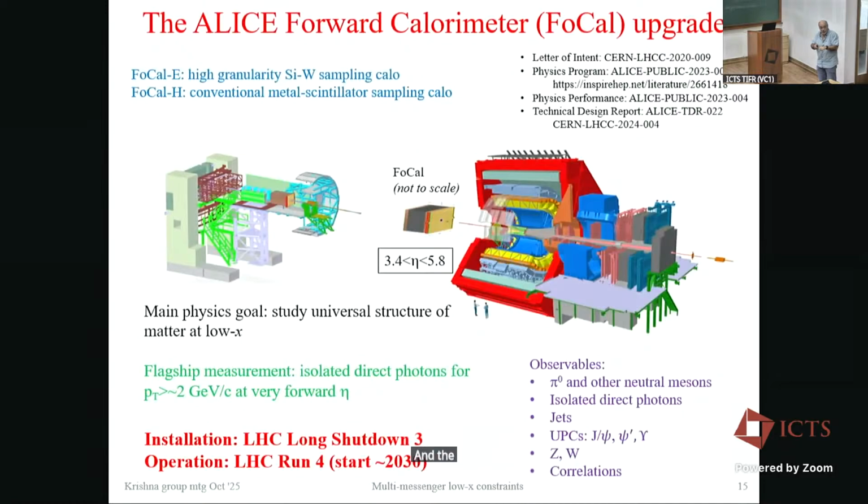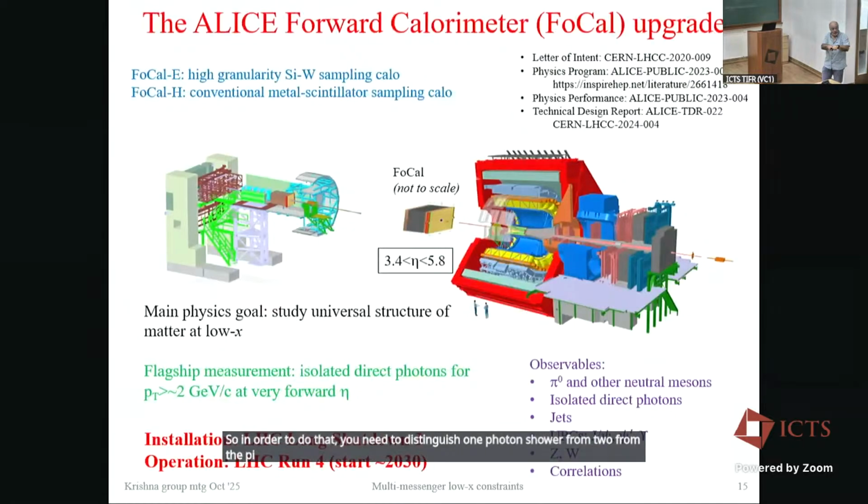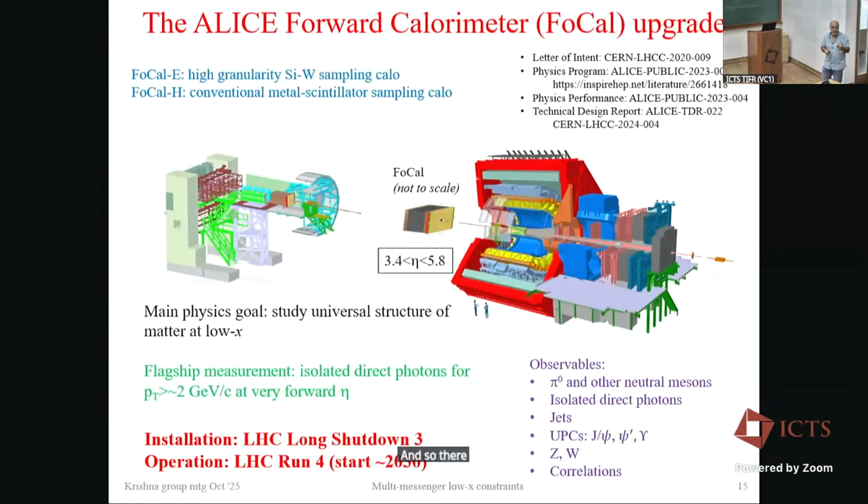And the idea is to be able to measure direct photons at rapidities 5 and above. So in order to do that, you need to distinguish one photon shower from two from the pi zeros. And so there's extremely fine pixelization.